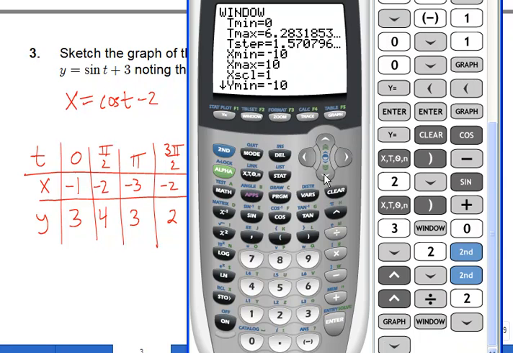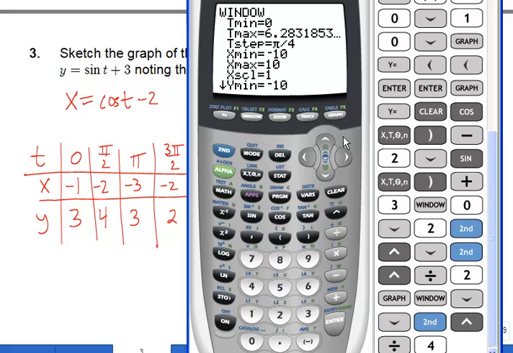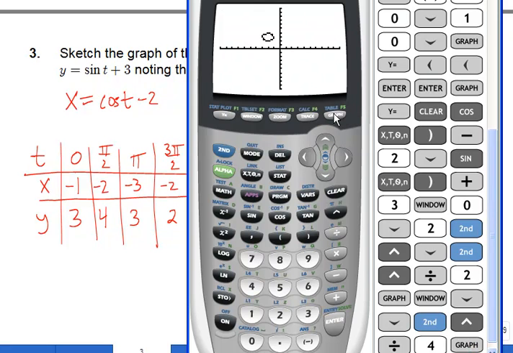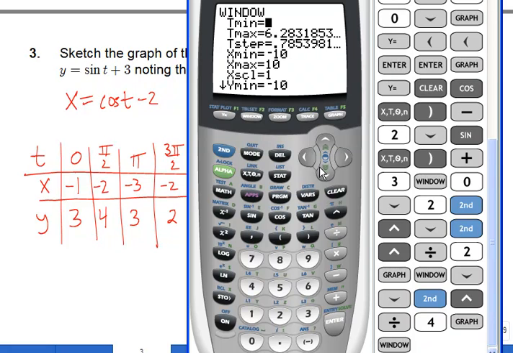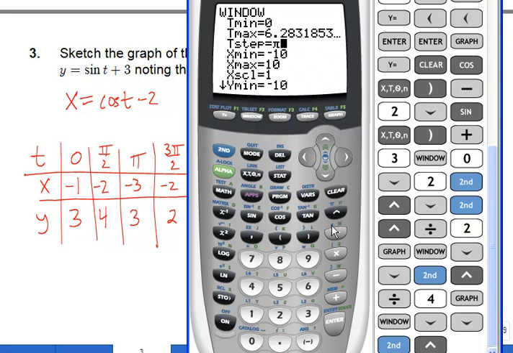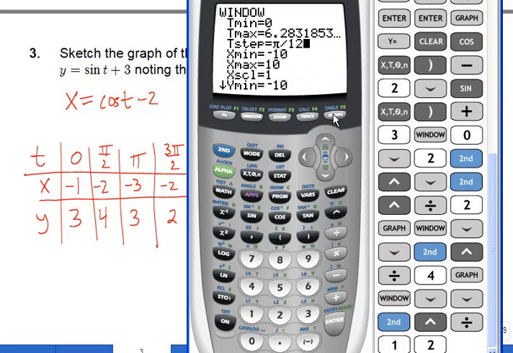So let's say instead of going by pi over 2's each time, let's go by pi over 4's each time. So let's change our t-step to pi divided by 4. And now hit graph, and it looks a little bit more rounded. If you go back to window and you change that t-step to something even smaller, like pi divided by 12, or whatever you want to pick, it doesn't really matter.